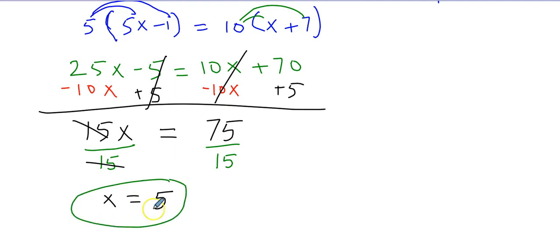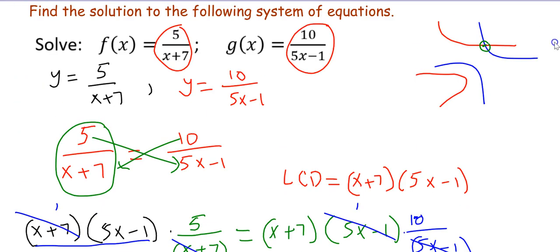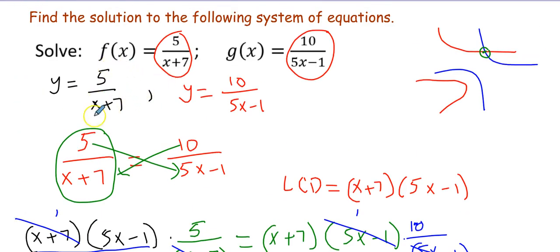For x equal to 5, 5 over x plus 7 will be the same as 10 over 5x minus 1. You can verify and see what happens here when x equal to 5. 5 divided by 5 plus 7, that is how much? 12. So 5 over 12. This one.